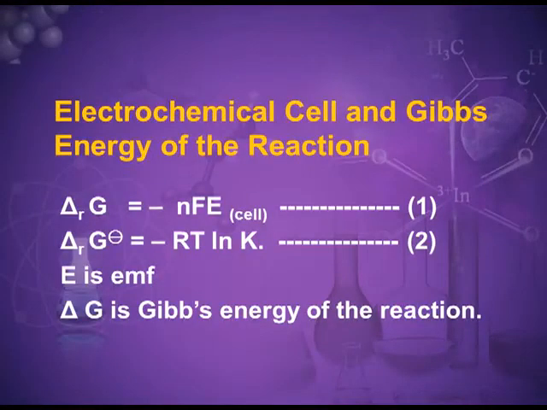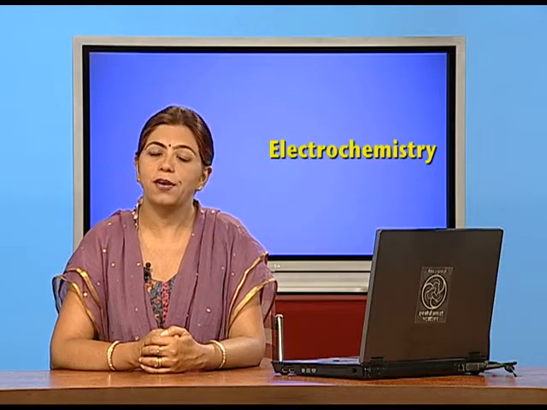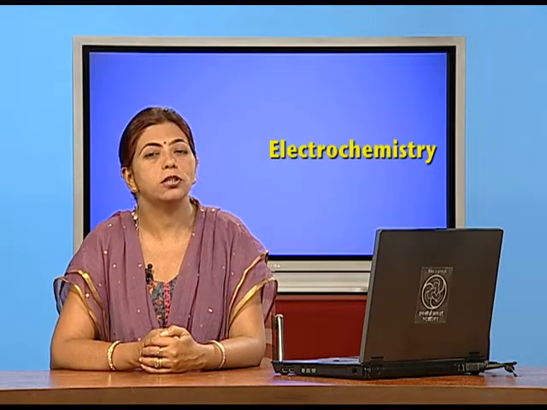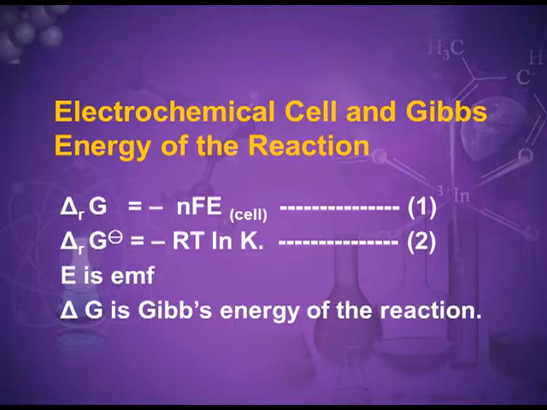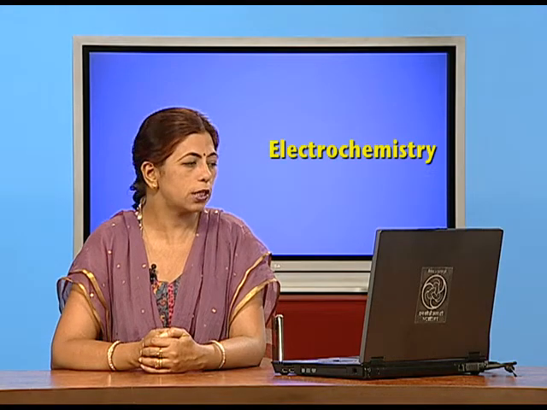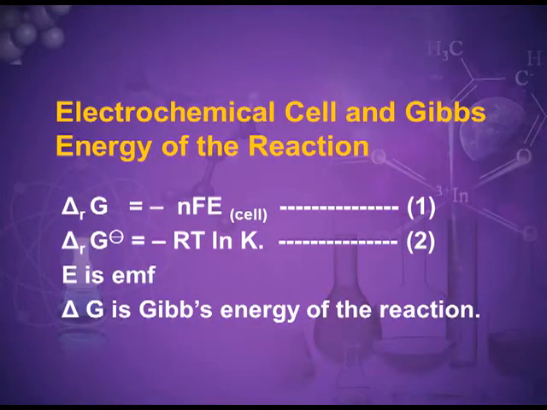Gibbs energy, that is delta G. The Gibbs energy you have studied in your class 11th in the unit thermodynamics. Gibbs energy is the energy which is free to be converted into useful work. The delta G is related to cell potential E as equation 1, that is delta G is equal to minus nFE. Delta G is also related to the equilibrium constant K via equation 2, that is delta G is equal to minus RT ln K.